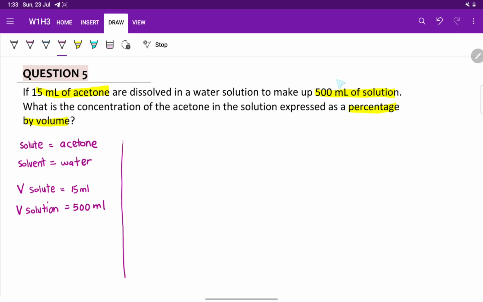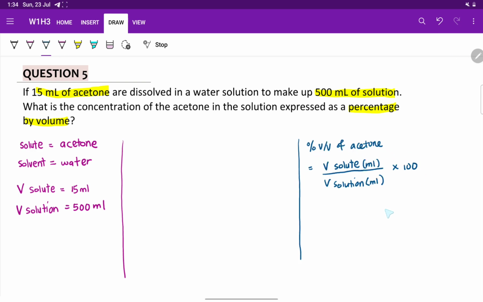So please make sure you know whose volume this is, because you can easily mistake it for volume of solvent. But it says here, 500 ml of solution. Okay, so we want to find percentage by volume. So we write out the equation for percentage by volume. So this is the equation. So volume of solute in milliliter over volume of solution in milliliter times 100.